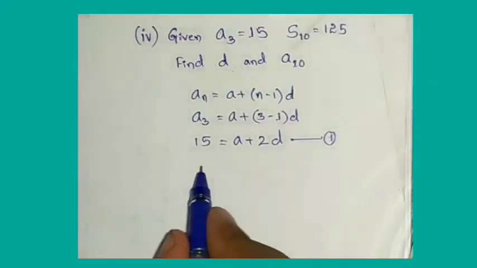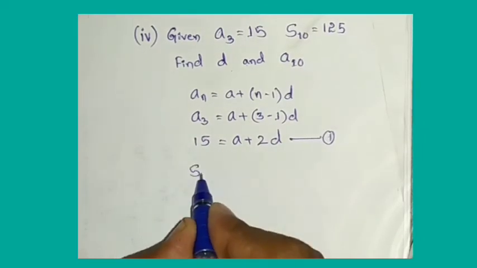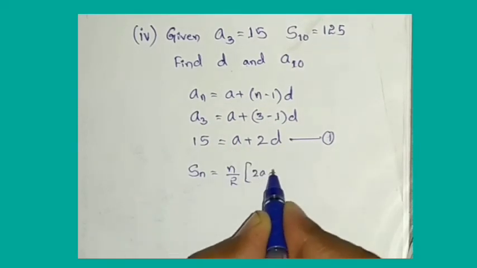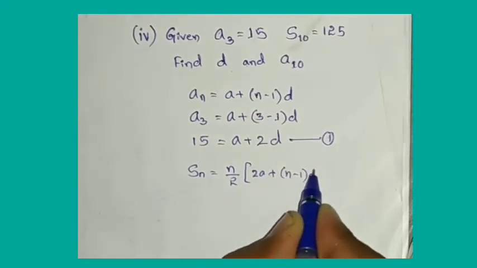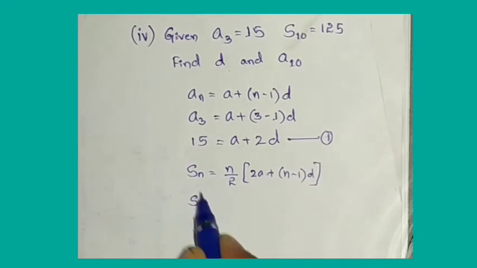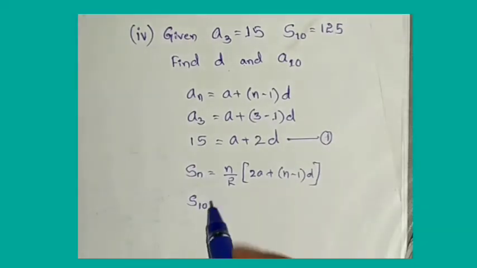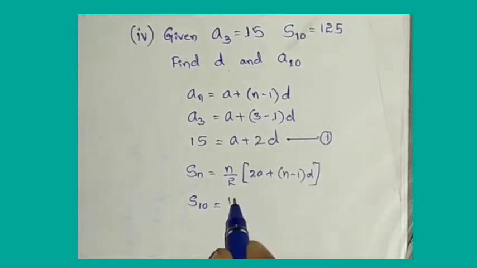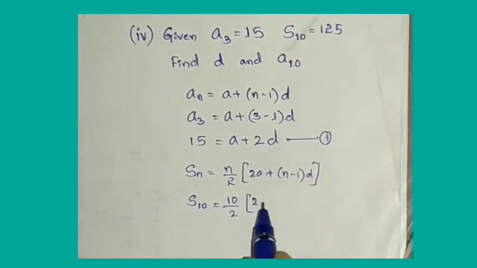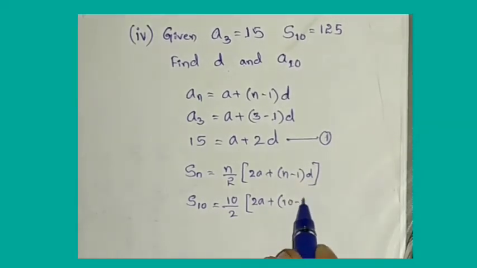Now coming to S10. What is our formula here? Sn equals n by 2 into (2a plus (n minus 1) into d). Sn is S10, so in place of n here we get 10. Earlier we had n equal to 3, now in place of n we get 10. So write 10 by 2. We don't know a, so write it like that only, 2a plus, now n is 10, so (10 minus 1) into d.